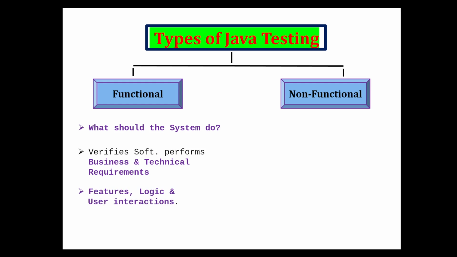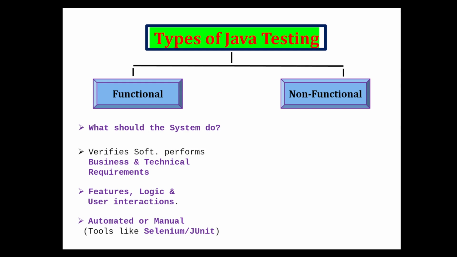It will validate the specific features, business logic and user interactions. So tests are based on functional requirements and specifications. Typically these are performed first in the testing cycle, and it ensures that the output is correct for the given input. These are either automated or manual, and we can use tools like Selenium or JUnit.